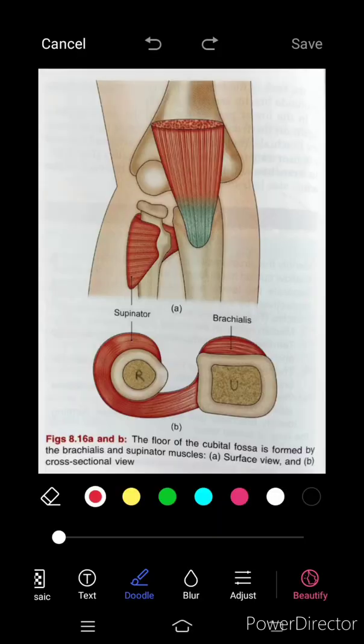Here we can see the figure of floor of the cubital fossa, which is formed by two muscles, that is brachialis and supinator muscle. Number A is the surface view, whereas number B is the cross-sectional view. So here the floor of the cubital fossa is formed by brachialis muscle and supinator muscle. The supinator muscle surrounds the upper part of the radius.